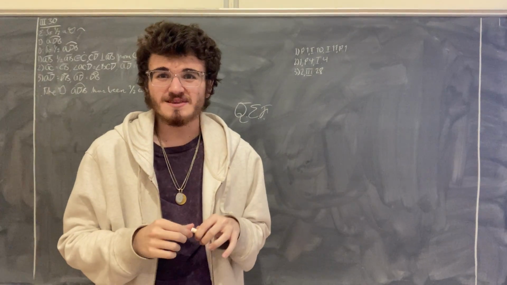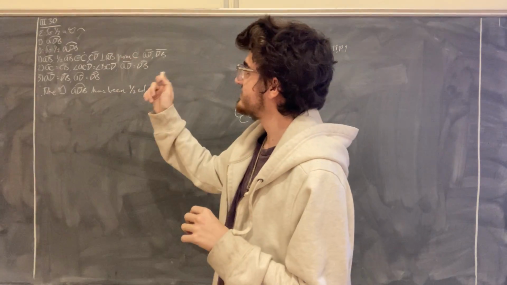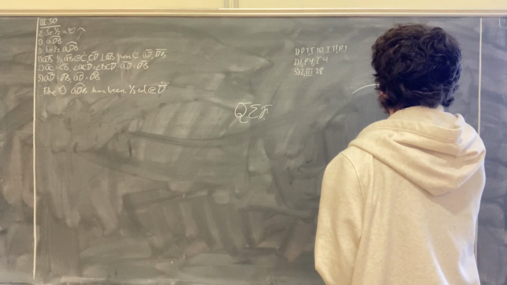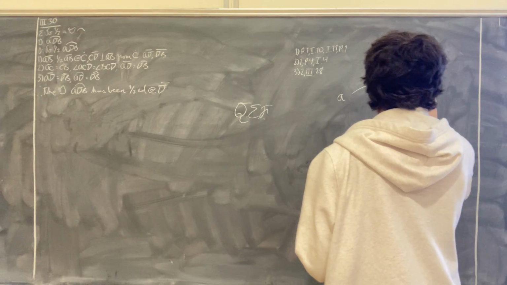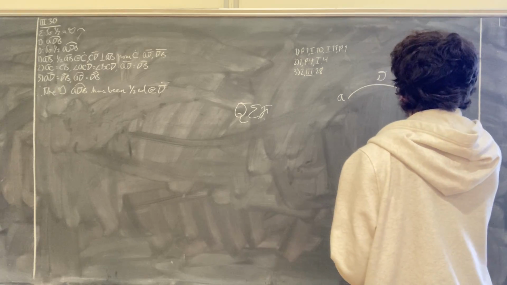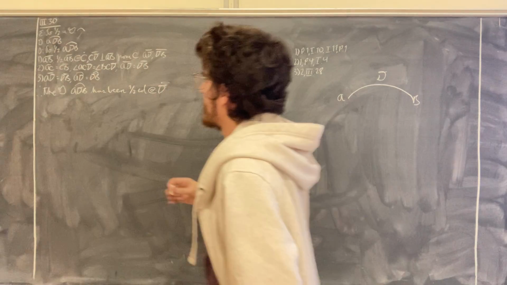Hello, this will be a demonstration of proposition 30 from book 3 of Euclid's Elements, which requires us to bisect a given arc. What we are given is the arc ADB, like so. And what we have to do is to bisect this given arc ADB.